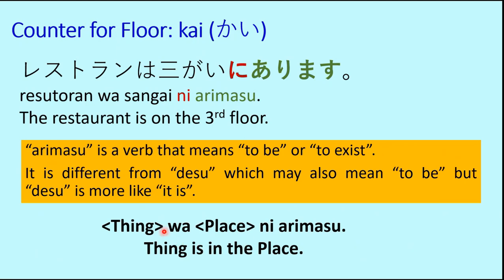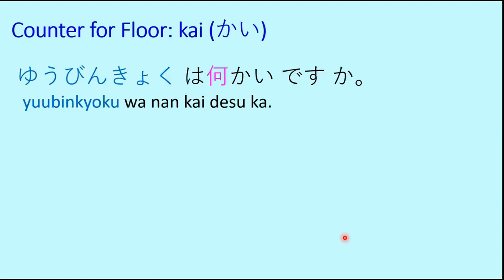If you map this formula, thing wa place ni arimasu, to this example, restaurant wa sangai ni arimasu, you will see that the thing here is restaurant, wa, then sangai is the place. That means the third floor is the place, followed by ni arimasu. So restaurant wa sangai ni arimasu, thing wa place ni arimasu. This is how we reply to the question of which floor something is located. The answer will be in the form of thing wa place ni arimasu.